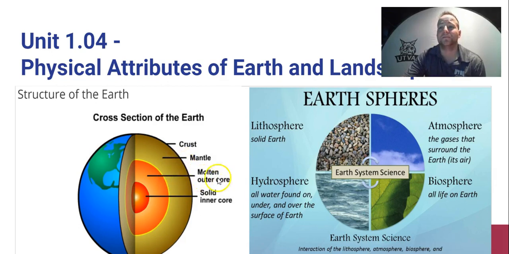We have different spheres that we talk about. We have the lithosphere, which is our solid Earth, as you can see with my cursor. The hydrosphere is where the water is found on the Earth. Water is both under the Earth, in our oceans, and above us in the clouds. Then you also have the atmosphere, which is our gases and the air that we have to breathe, which is so important for us. And then you have the biosphere, which is all our living things on the Earth. All of that makes up basically our Earth system science.